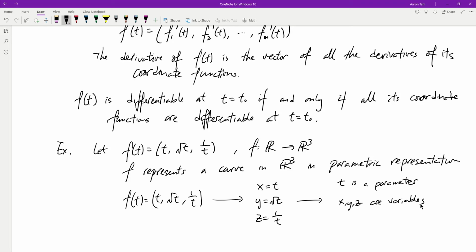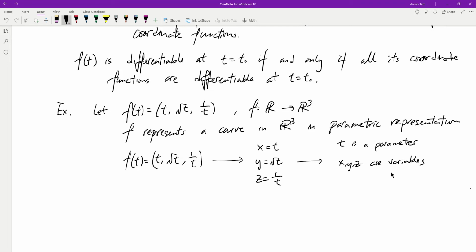Okay, so now if I look at this right here, I can now talk about what is the derivative of this thing. So I can now define f prime of t. F prime of t would equal 1 over 2 radical t, negative 1 over t squared. So that would be the derivative of radical t and 1 over t.